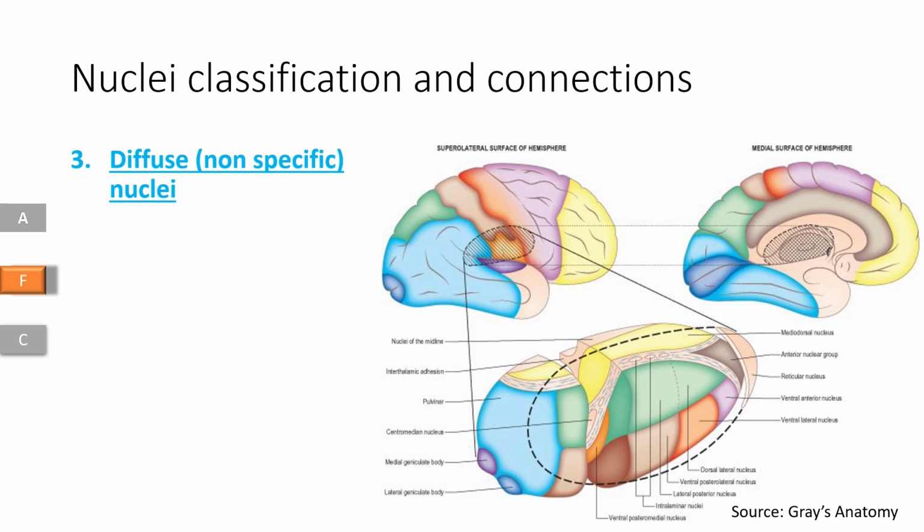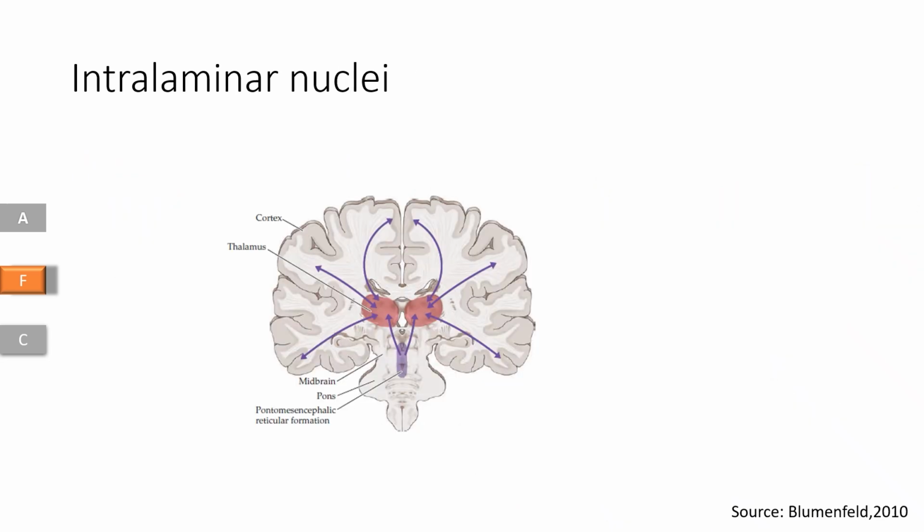These diffuse non-specific nuclei are the intralaminar nuclei and the thalamic reticular nuclei. Intralaminar nuclei are located here. They project onto the cortex, a wide projection. There is no specific color; it is widely projecting into the cortex. Now the thalamic reticular nucleus is also widely projecting. As you can see here, this is the intralaminar nucleus, and from there it is widely projecting onto the cortex.